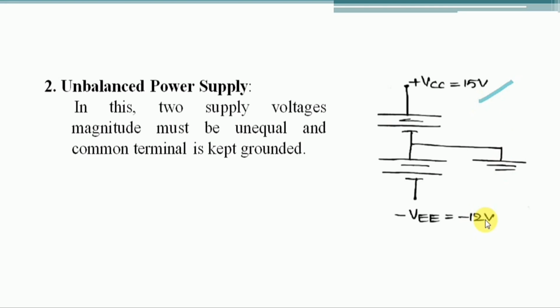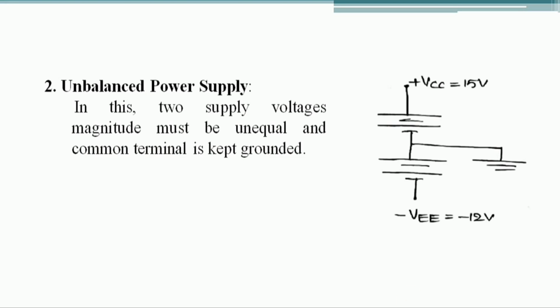The unbalanced power supply is mainly applicable in different applications such as powerhouses, whereas for practical or simple experiments that we do in the lab, we use only the balanced power supply. So this is the major difference between the balanced power supply and the unbalanced power supply.